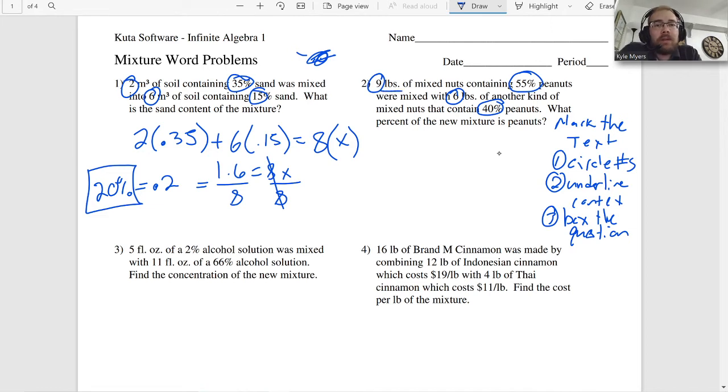So 9 pounds of mixed nuts containing 55% peanuts were mixed with 6 pounds of another kind of mixed nut that contain 40% peanuts. So this is really similar to number one.